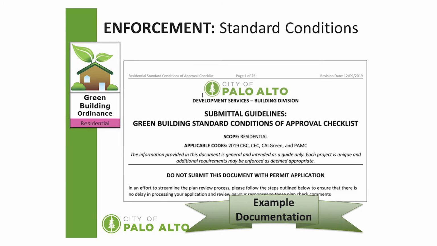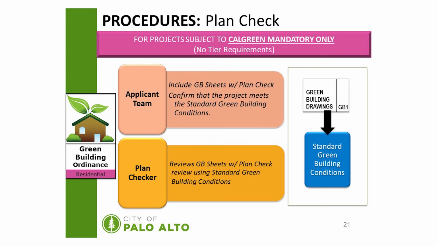This slide provides an overview of the plan check procedures for projects subject to Cal Green mandatory only with no tier requirements. The project applicant will need to include the GB1 sheet for Cal Green mandatory and complete the requirements in accordance with the Green Building standard conditions, as explained on the website. Include a copy of the GB1 sheet in the permit plans. The plan checker will be reviewing the GB1 in accordance with the Green Building standard conditions.